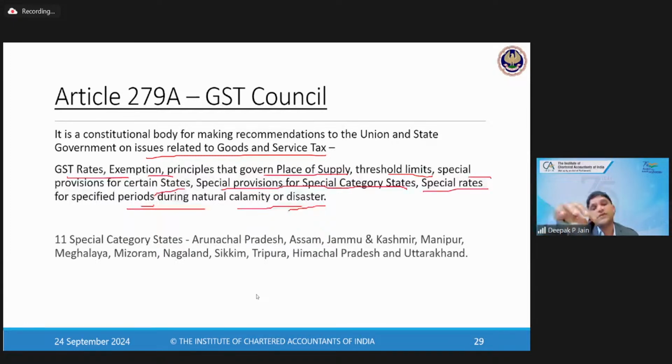जैसे of this, all the special category states were given the option that you can decide your threshold limit. So only 4 states decided that we will keep a lower threshold limit. Others said that we will keep a higher threshold limit. ठीक है. Because it's a joint committee, right? GST Council is a joint body between the center and state. So respective states have their say, whether we should have a lower threshold or a higher threshold. Okay.